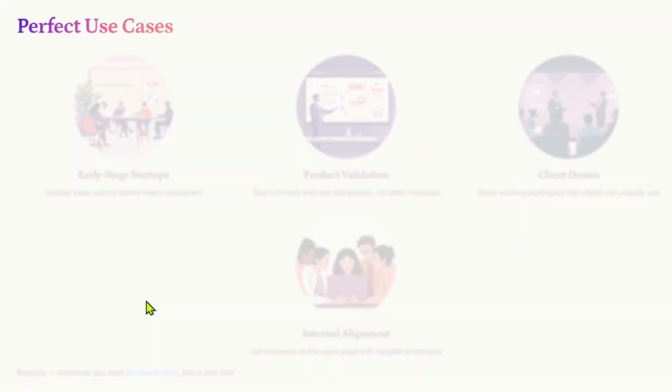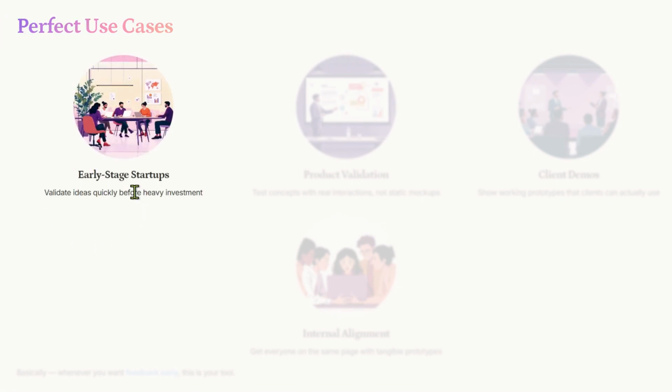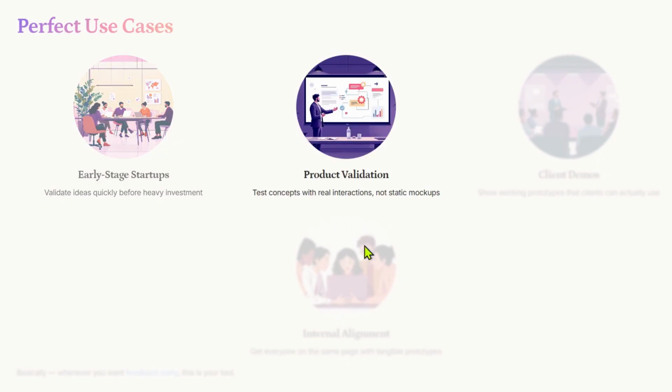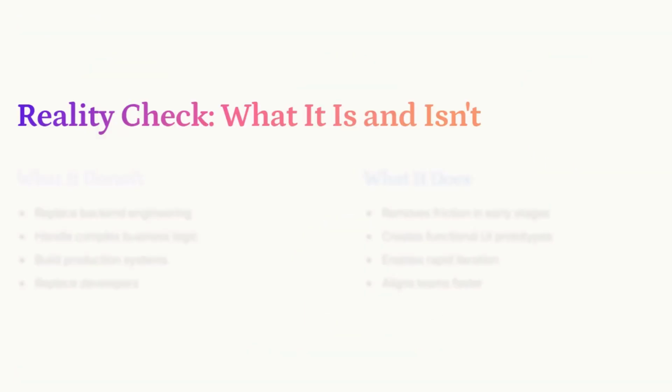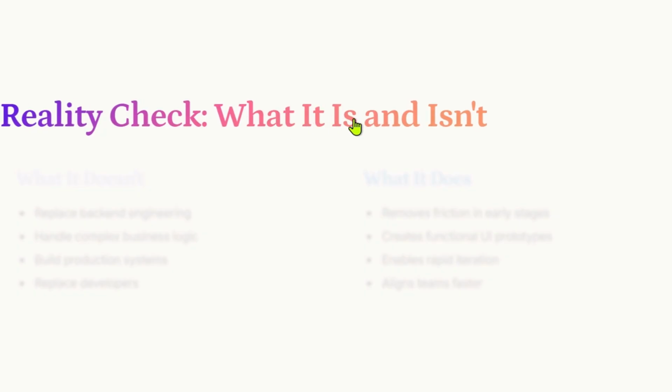Coming to the use cases, this works best when speed matters, for example early stage startups, product validations, client demos, and internal alignment. Basically, whenever you need feedback early, you should utilize these kinds of tools. And I'm not just saying this for Figma Make. There are other prototyping tools which I will cover next. Let's quickly do a reality check: what Figma Make can do and what it cannot.